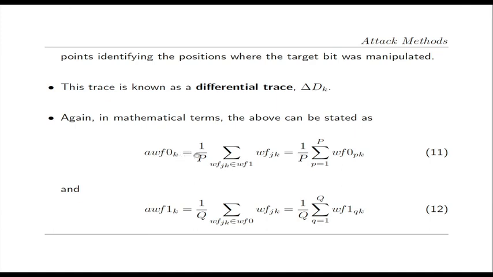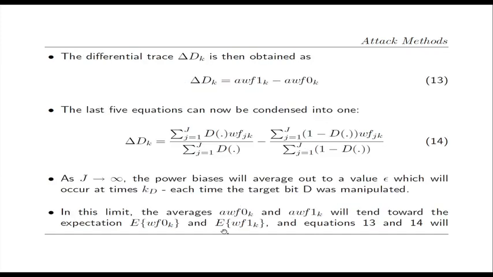This is the expression for Af0 and this is the expression for Af1, because there are p many traces, so this is the averaging on this, and there are q many of such rows, so this is the averaging on this. We take the difference of their means, and that is called the differential trace, delta of dk.